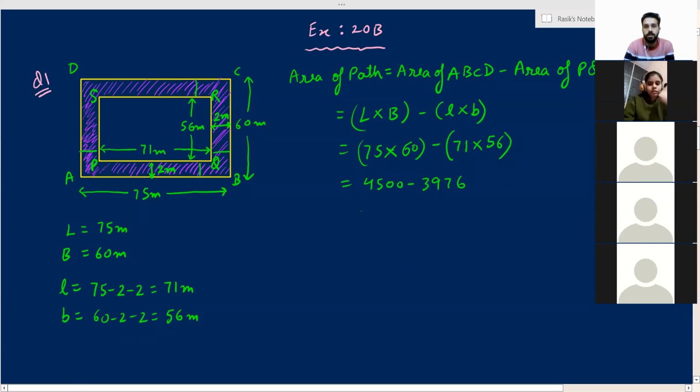3976. So if we subtract, we get 524 meters square. This is the area of the path. Now the cost of constructing the path.